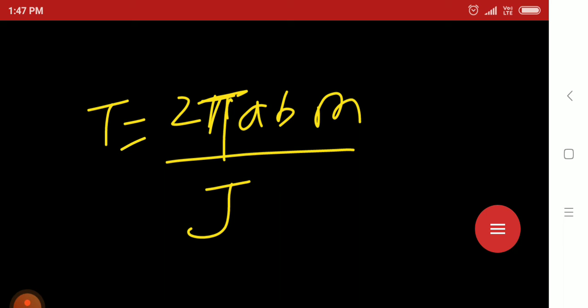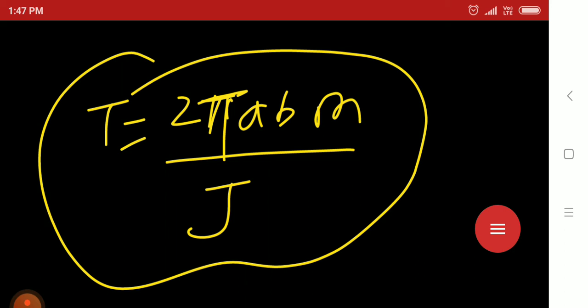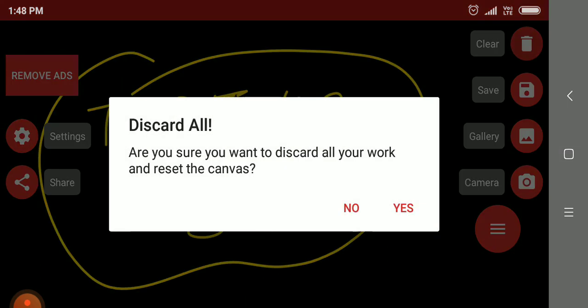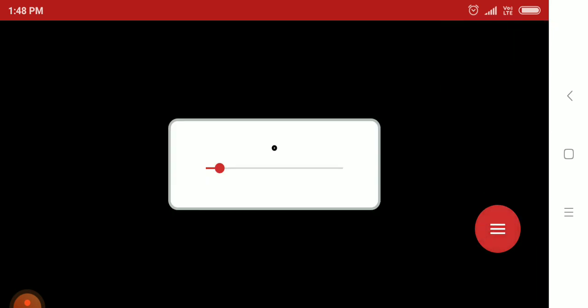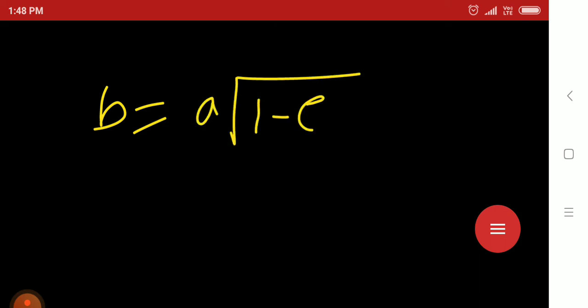Area of ellipse we are getting 2 pi ab m by j. Now you have to know the property of ellipse. Property of ellipse is what? Relation between semi minor axis and major axis: b equals a into root of 1 minus e square. b is the semi minor axis and a is the semi major axis.